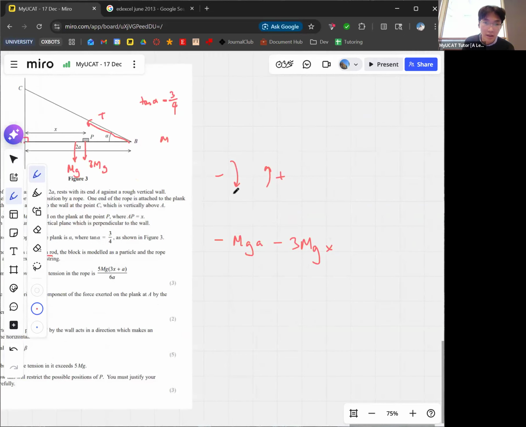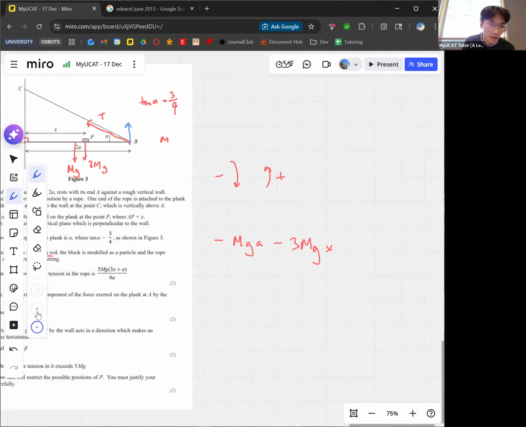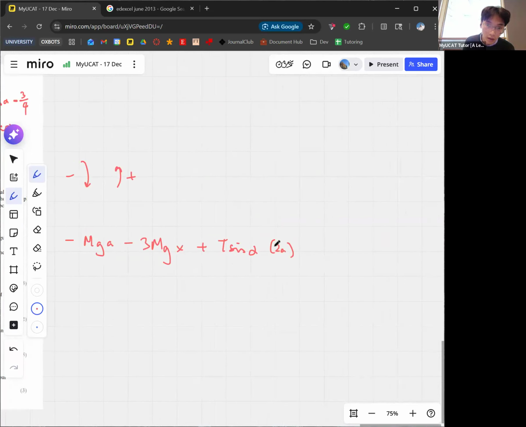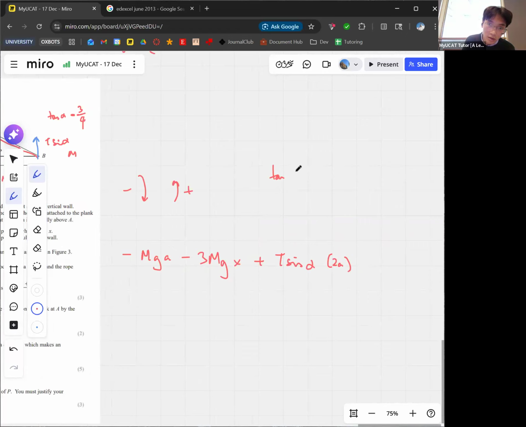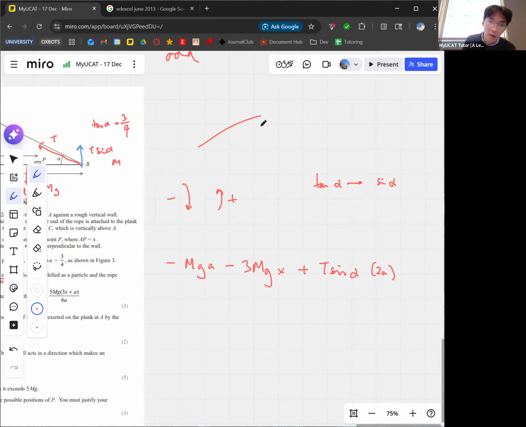And that T here, I need to think about the proportion of this that is vertically up, right? So that's going to be T sine alpha. So that's going to be plus T sine alpha multiplied by the total length from the pivot point, which is 2a. Because I'm told that tan alpha is 3/4, I can immediately work out what sine alpha is. I can do that by knowing that if this is alpha and it's 3/4, that's going to be a 3-4-5 triangle. So I know that sine alpha is opposite over hypotenuse, which is 3/5.